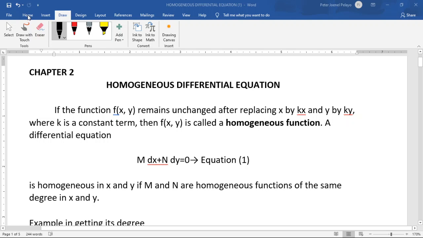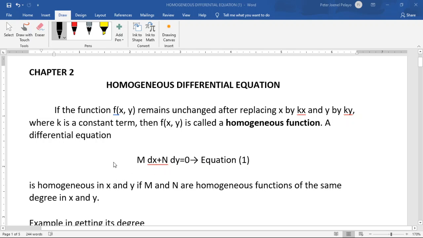So, if a function f(x, y) remains unchanged after replacing x by kx and y by ky, where k is a constant term, then the function f(x, y) is called a homogeneous function. So we start with our form M dx plus N dy, where M and N are both functions of x and y. So this will be our standard form in solving a homogeneous differential equation.